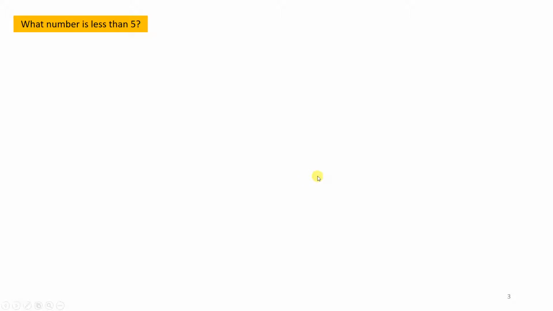I'm going to ask you a series of questions right here. They're going to be in yellow blocks, and that is actually what the math is going to be. I'm going to teach you how to read the math, and we're going to write the answers underneath, and that's what the graphs are going to be. So let's get into it. Here we go. What number is less than 5?